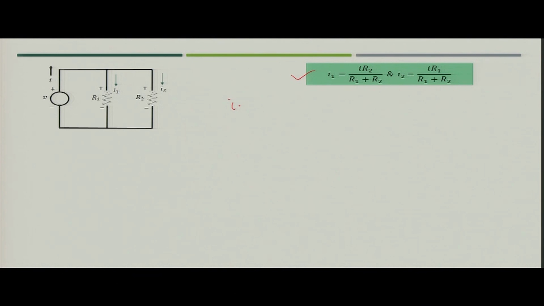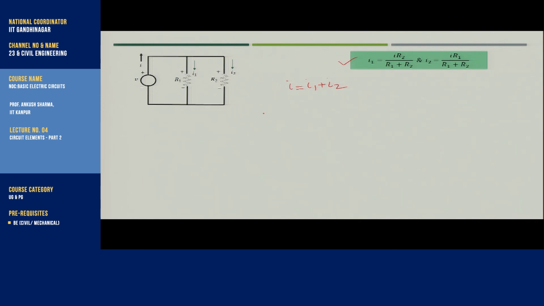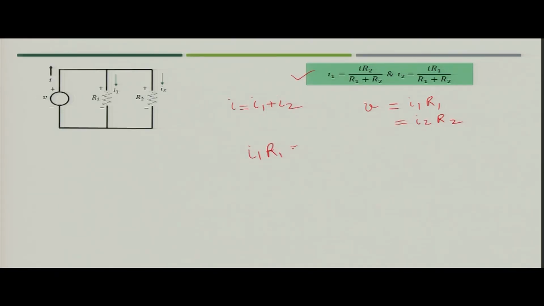So, now you know that I is nothing but I1 plus I2, and voltage V is anyway applied across both of the resistors. So, V is nothing but I1 R1 or I2 R2, right. It means that I1 R1 equals I2 R2. So, from here you can find out the value of I2, that is nothing but I1 R1 by R2. Now, this value of I2 you can put here. What you will get? I is equal to I1 plus I1 R1 divided by R2. Now, if you simplify, what you will get?